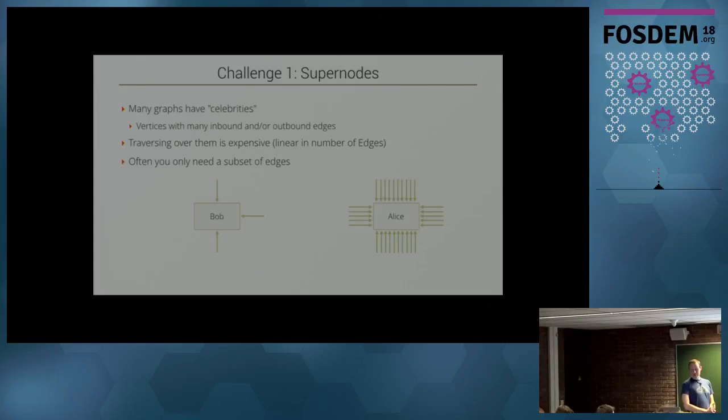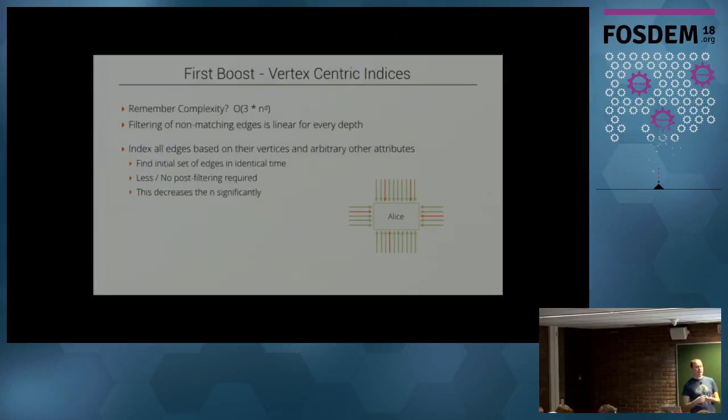However, often you only need a subset of those edges. In most cases, you only need the top 10, newest 10, or edges that have a certain attribute on them. So what we can do as a first boost is a so-called vertex-centric index. A vertex-centric index allows you to index an edge based on the connected vertex plus arbitrary attributes on the edge itself. It can then be sorted, or it can be only for equality, like a hash index or whatever index type. The important thing is that it is connected to the vertex plus something stored on the edge.